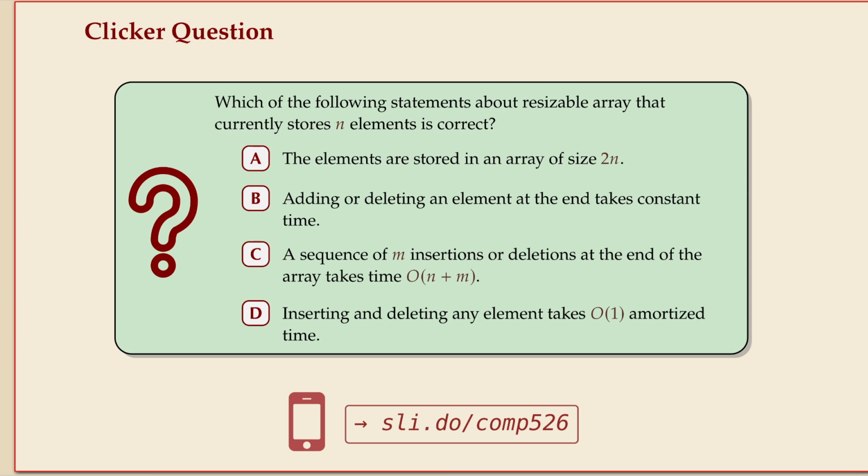So let's come back to that question. I'll show you the answer. There's only one that's really true. So the elements are not always stored in an array of size 2n. It's size 2n at the point where we resize. But then n can change, and we keep the capacity for a while the same. Adding an element at the end doesn't take constant time in the worst case. It's only amortized. So if you do many operations, it takes constant time. But it could happen that this element you add is one that triggers the doubling, and that takes linear time.